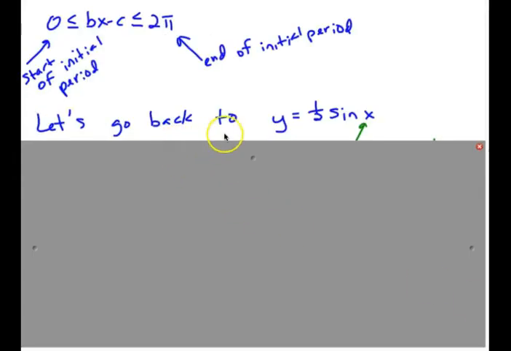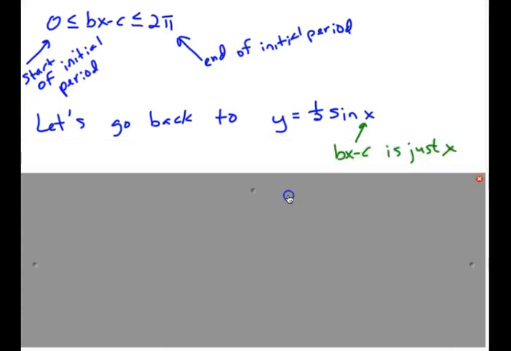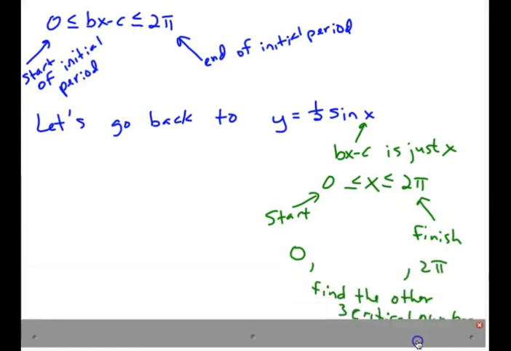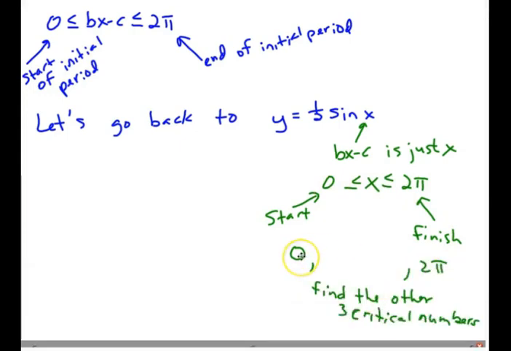So let's go back and consider y equals 1/2 sine x. This is the start point of an initial period and the end point of an initial period. Since I don't have anything inside sine except for the x, then bx minus c is just x. So I'll put x between 0 and 2 pi, and then of course it would repeat over and over again. That would be my beginning points. So I'm going to start at 0 for my 5 critical values and end at 2 pi, and I need to find the other 3 critical numbers.